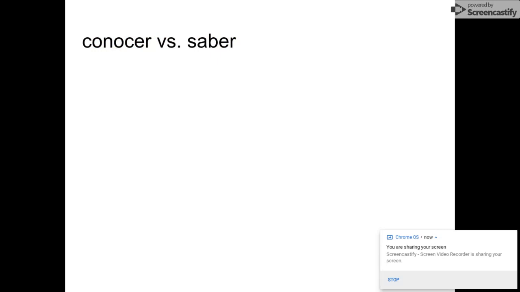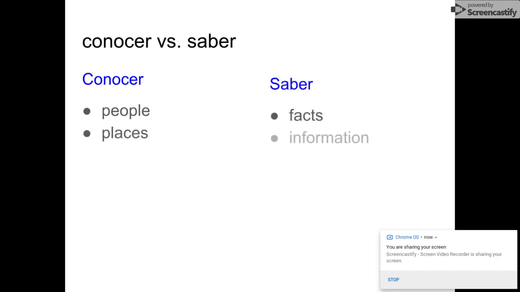Conocer versus saber. Just to keep it simple, there are other differences, but we're going to be reminded that conocer you use with knowing people or knowing places. Saber you use with everything else, facts, information, anything else. So if I say, I know Bob, that would be conocer because Bob is a person. If I say, we know Kings Island, like we're familiar with Kings Island, that's a place, so we'd use conocer. If I say, I know that 1 + 1 = 2, that's a fact, okay? So if it's not a person or a place, use saber.